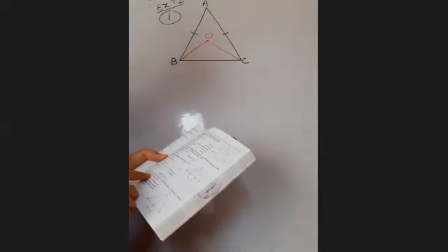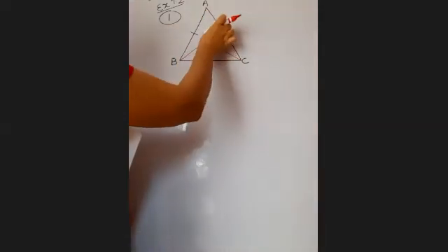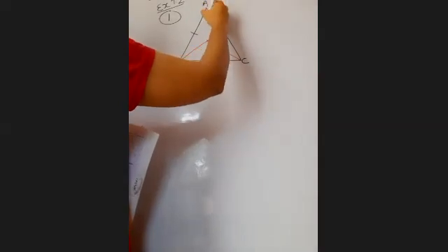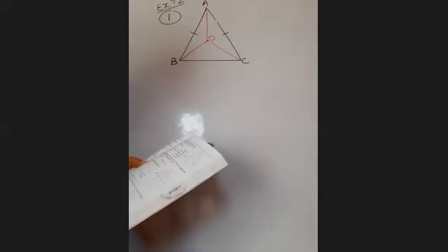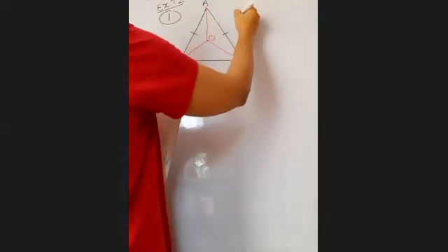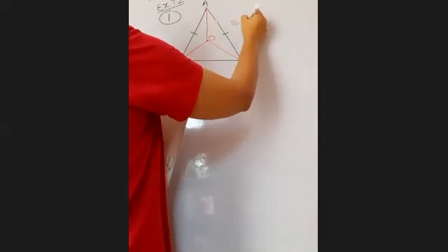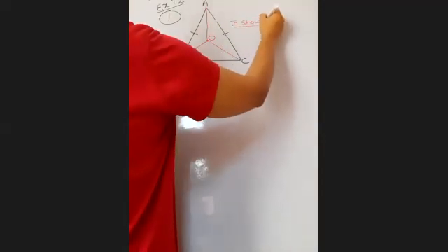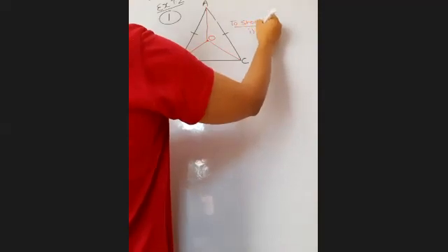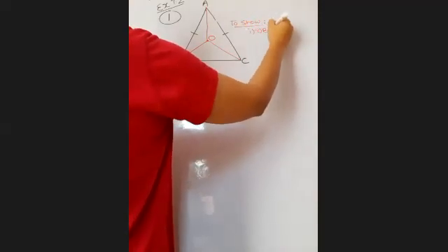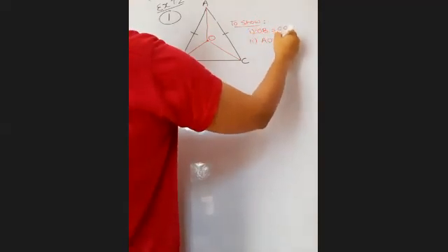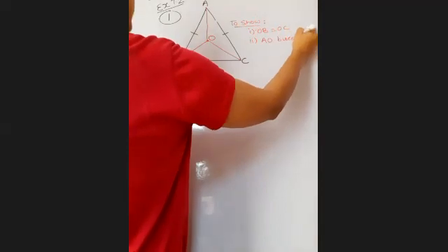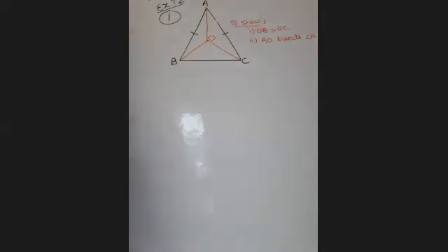Then they are saying join A to O. So I've joined A to O. Clear? Then they want us to show two things. The first thing is that OB is equal to OC. And the second thing, AO bisects angle A. These are the two things they want us to show, children.